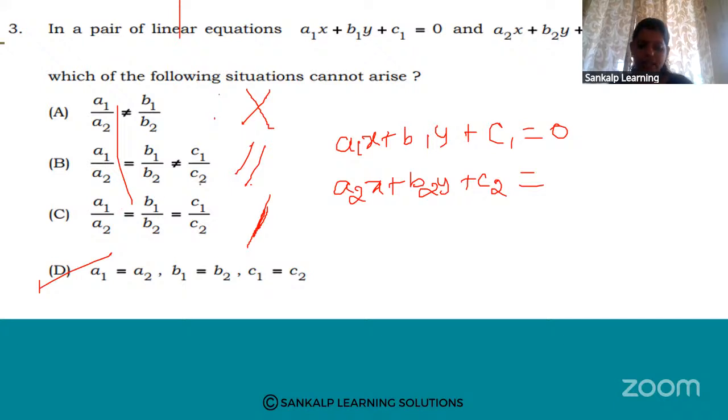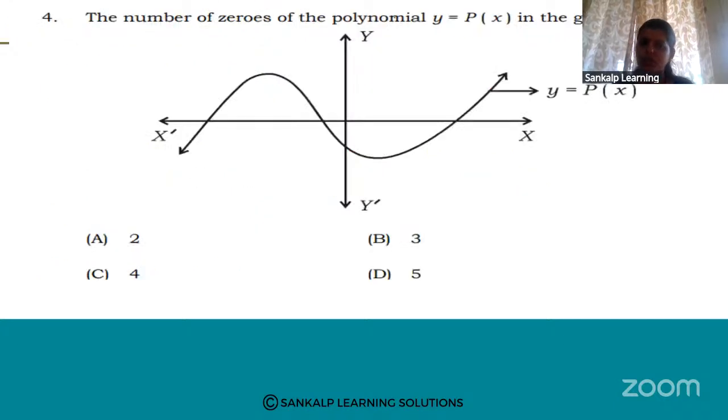Okay. Next one. The number of zeros of the polynomial y equal to p of x in the given graph. So we need to find out the number of zeros. Here, by the graphical method, we are going to find the number of zeros. How can we find out the number of zeros? Yes, the number of times this graph intersects or touches the x-axis is the number of zeros it has. So 1, 2, and 3. So the number of zeros is 3 here. Which option is right? Option B is right.